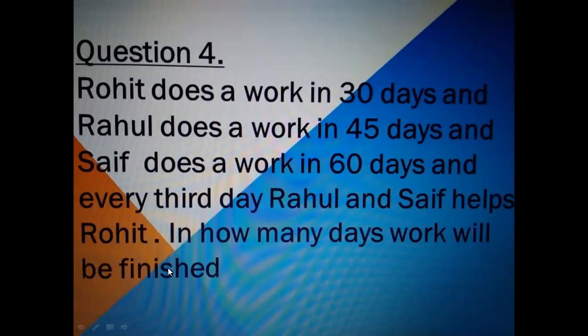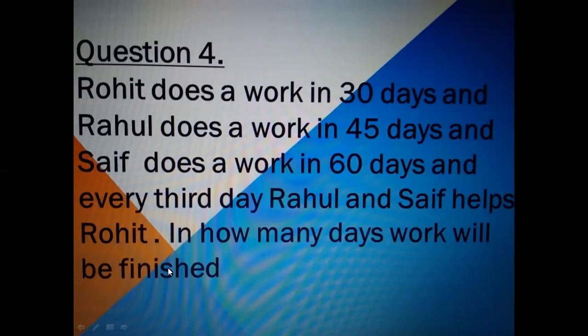So this is also one nice question. Rohit does the work in 30 days, Rahul does the work in 45 days, Saif does the work in 60 days, and on every third day, Rahul and Saif help Rohit. So every third day, Rahul and Saif are helping Rohit. It means for the first 2 days, only Rohit is working. He is working alone.